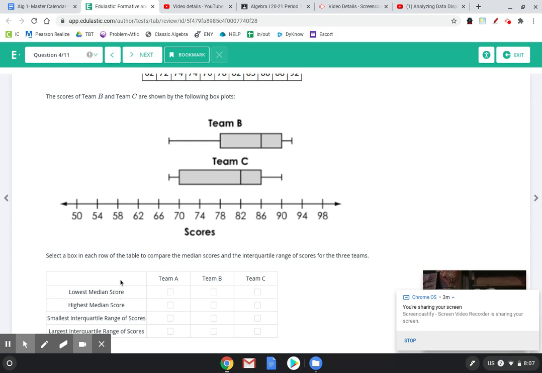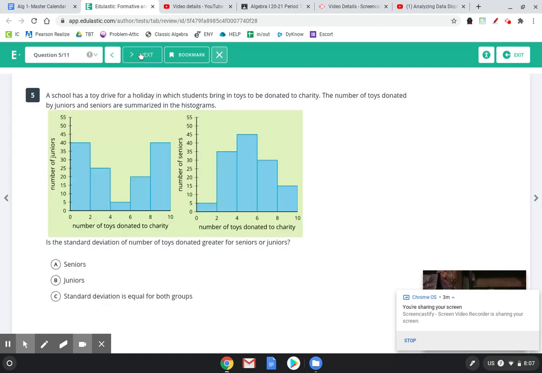Which of the 3 teams has the lowest median score? Is it Team A, Team B, or Team C? Which of these 3 teams has the highest median score? Third question is which one has the smallest interquartile range? And the last one is asking which one has the largest interquartile range. Some things to consider.